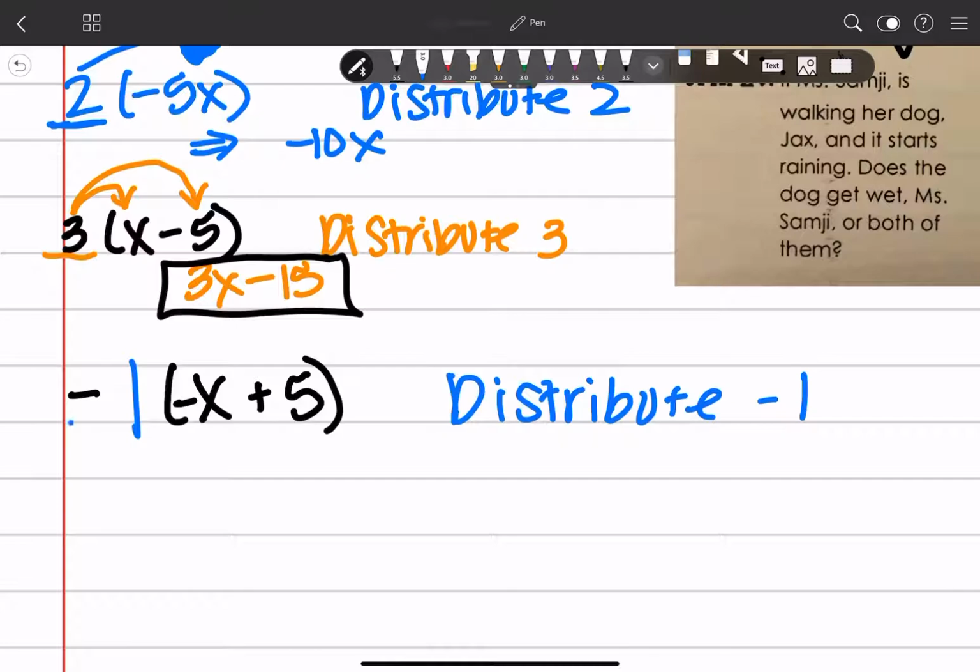So this entire number is going to get multiplied out. So -1 times -x. A negative times a negative, you're going to get a positive x. -1 times a positive 5, you're going to get a -5. And that would be your expression.